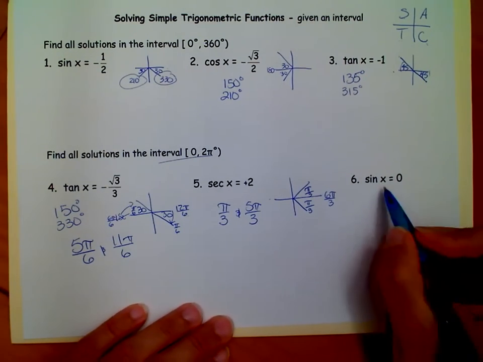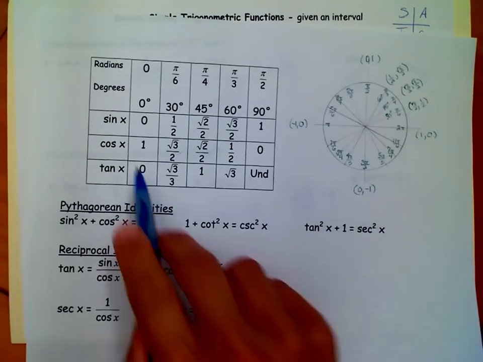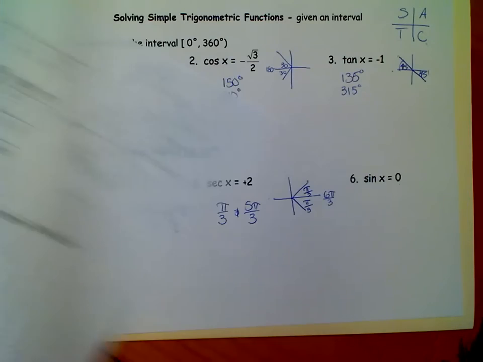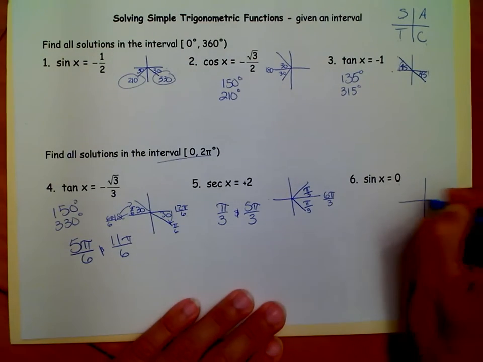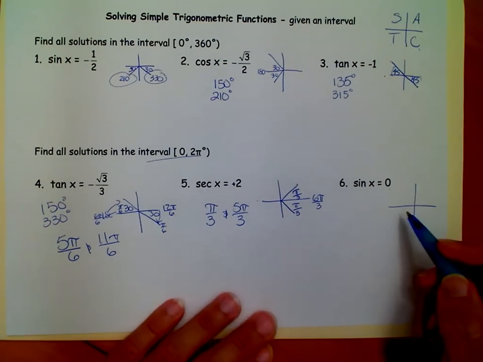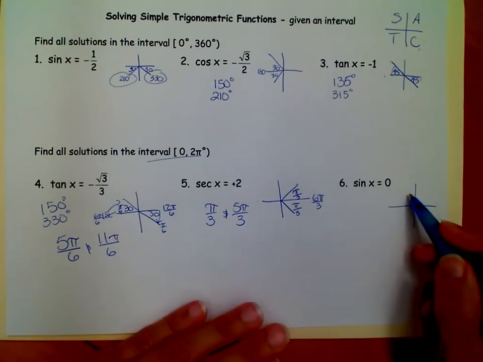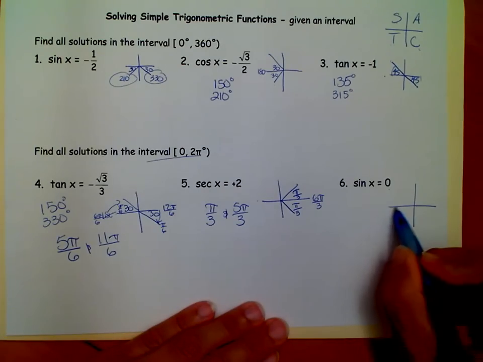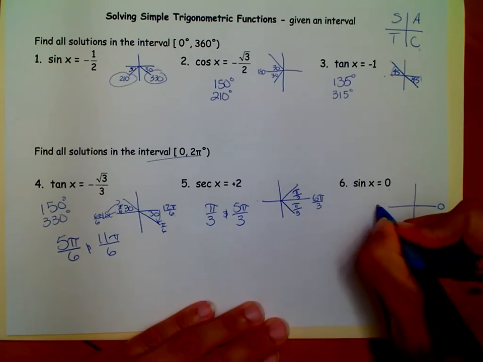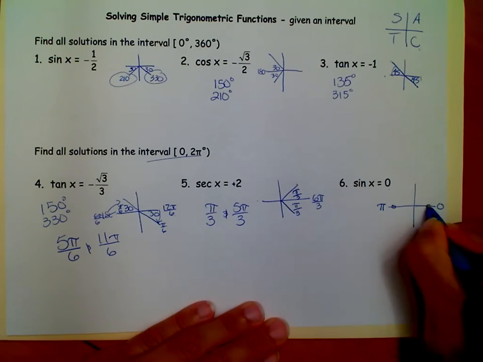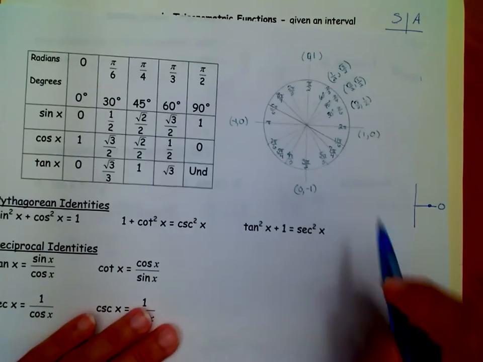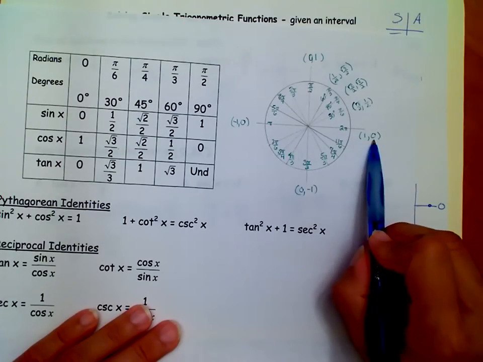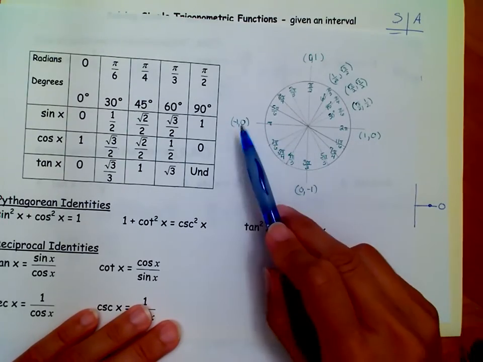Okay, when is sine 0? Last one, sine is 0 at 0. Where else? Well, when sine is 0, that means sine is y, so I'm not up and I'm not down. I would have to be straight right or straight left. So that's at 0 and pi. And you can see on this little chart, remember, sine is y, and y is 0 here and here.